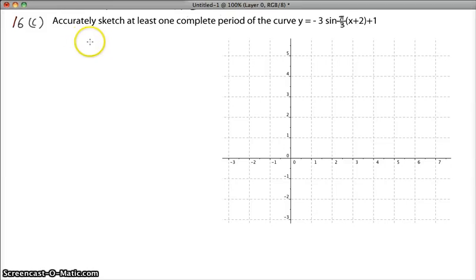So let's discuss this question. The question asks you to accurately sketch at least one complete period of the curve. That's actually the trig function. You can see this function is different from the basic form. So the basic form for the sine, of course, is y equals sine x. And it's transformed to the new one.